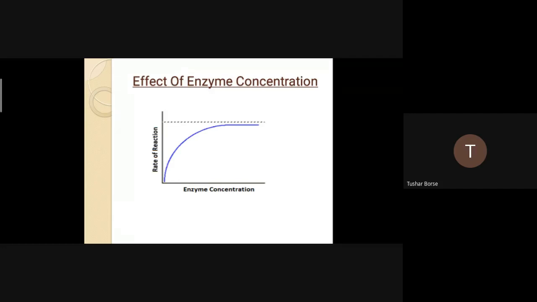The increase in concentration of enzyme will have a specific effect on inhibitors. Can anybody tell me, if we increase the concentration of enzyme, what will be the effect of inhibitors in the media?